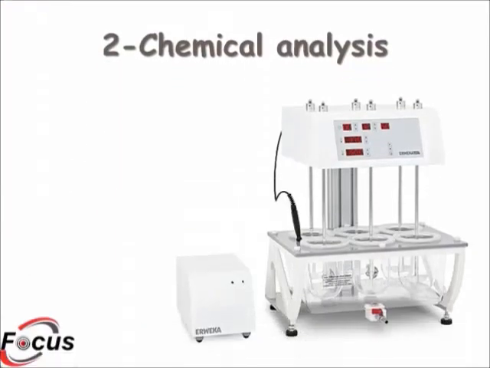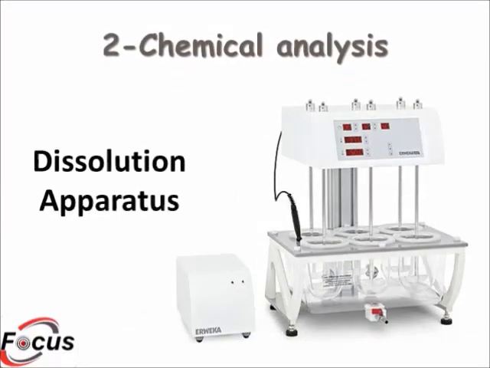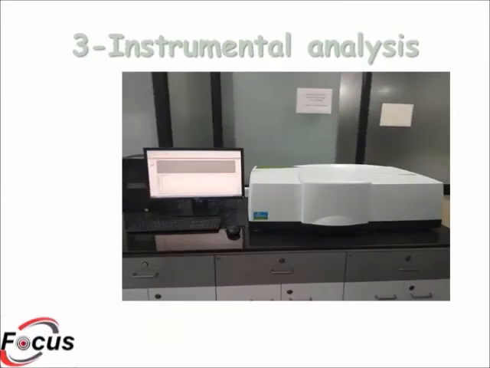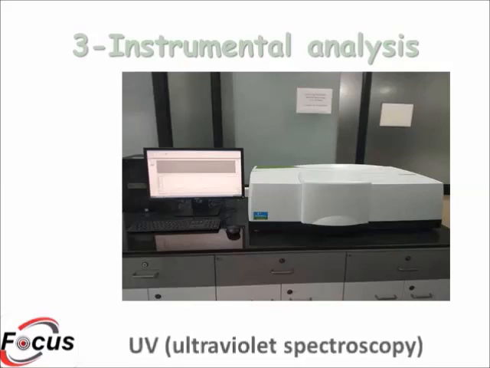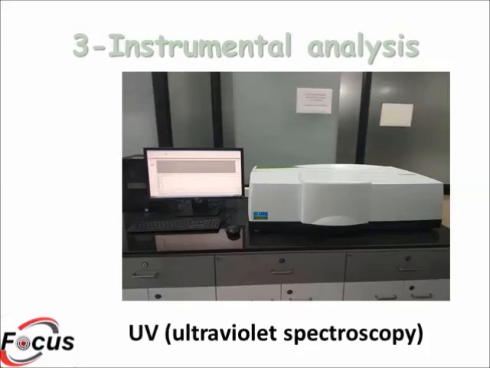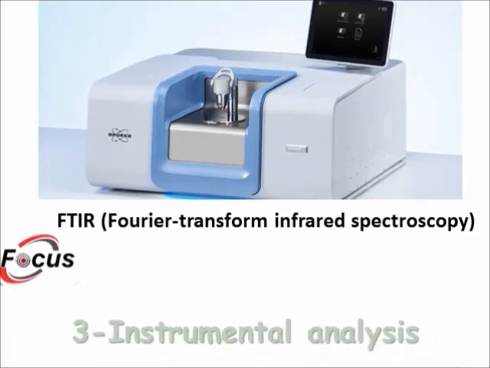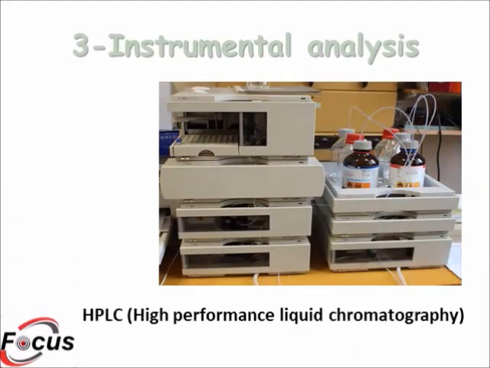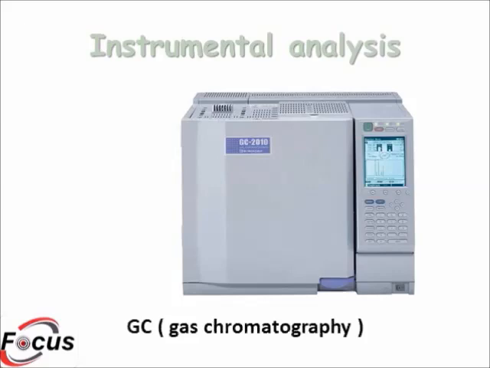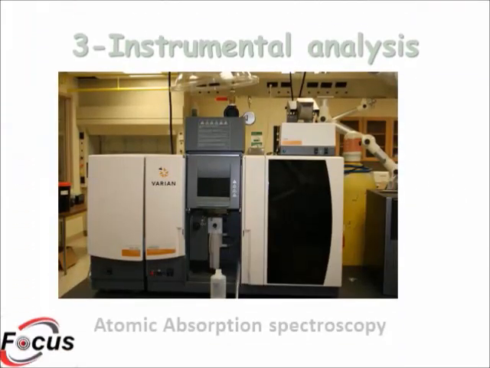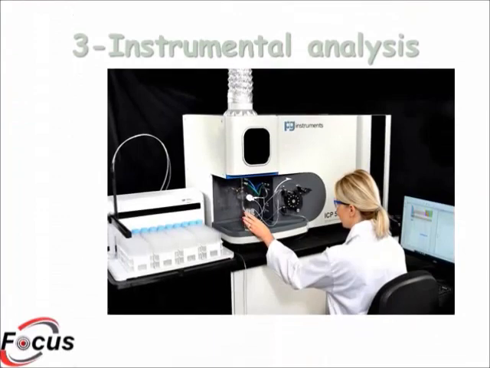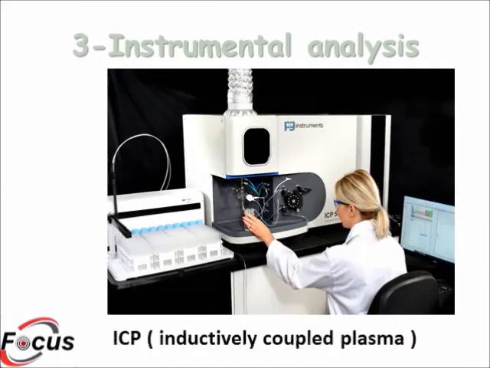In chemical analysis, the dissolution apparatus measures the amount of dissolved active drug substance. For a more complex and accurate analysis type to measure the real amount of the active drug in the drug product we use instrumental analysis, such as UV, ultraviolet spectroscopy, FTIR, Fourier transform infrared spectroscopy, HPLC, high performance liquid chromatography, GC, gas chromatography, atomic absorption spectroscopy, and finally ICP, inductively coupled plasma.